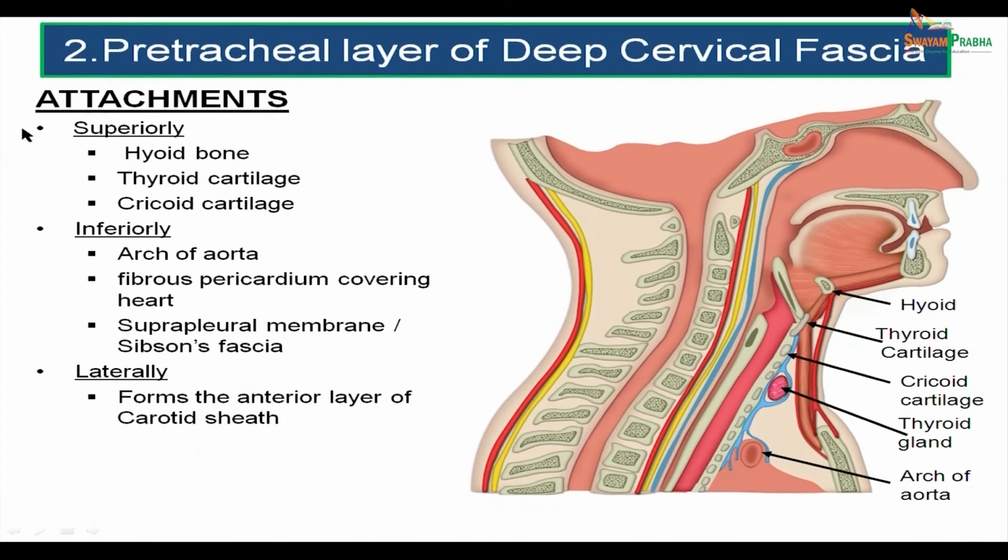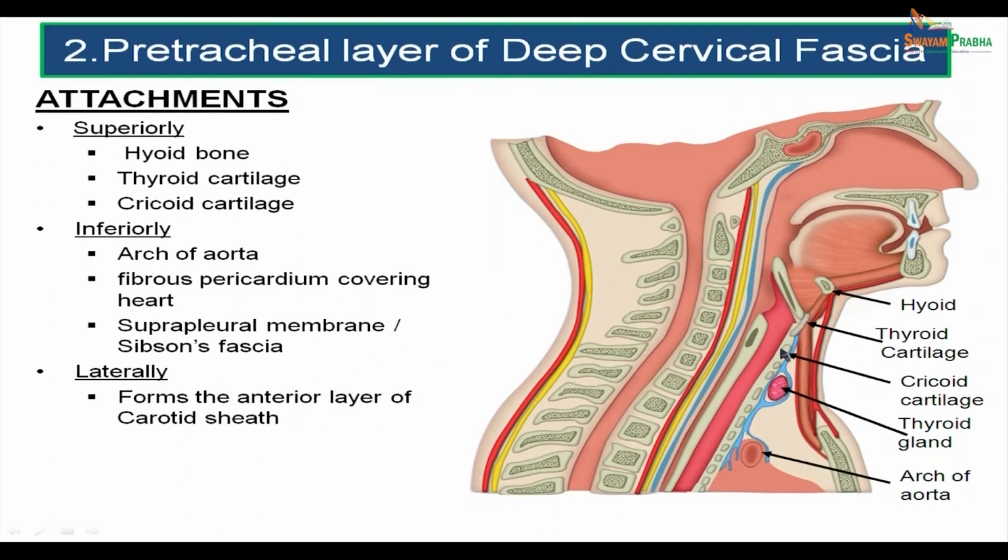The attachments: superiorly, the fascia is attached to the hyoid bone, then to the thyroid cartilage, then to the cricoid cartilage. Inferiorly, the fascia goes down and attaches to the arch of aorta, the fibrous pericardium which is covering the heart, and the suprapleural membrane or the Sibson's fascia.